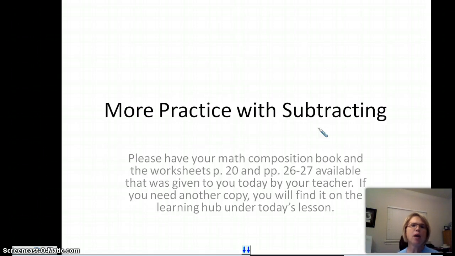We're just going to do a little bit more practice with subtracting. I want to show you one more strategy that I like to use. You need to have out your math composition book in addition to the worksheets that either I or Miss Scalata gave you today. It was worksheet page 20 and pages 26 and 27.